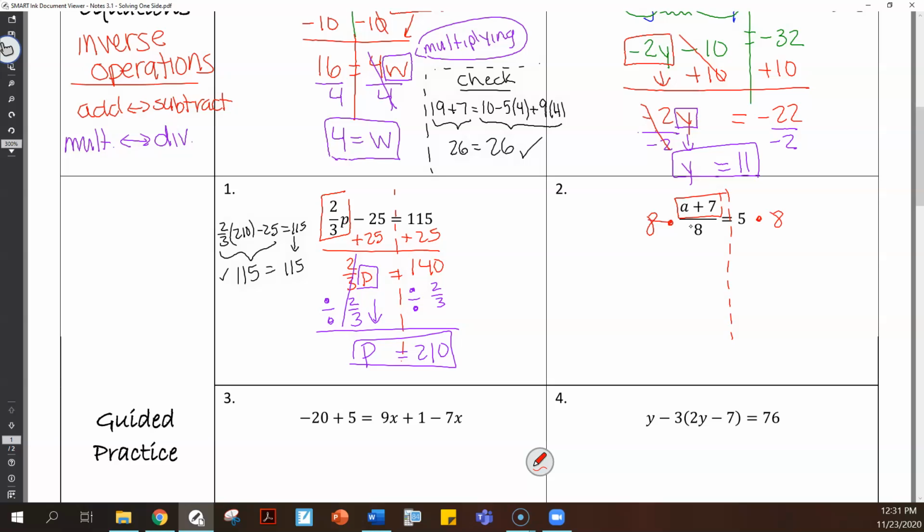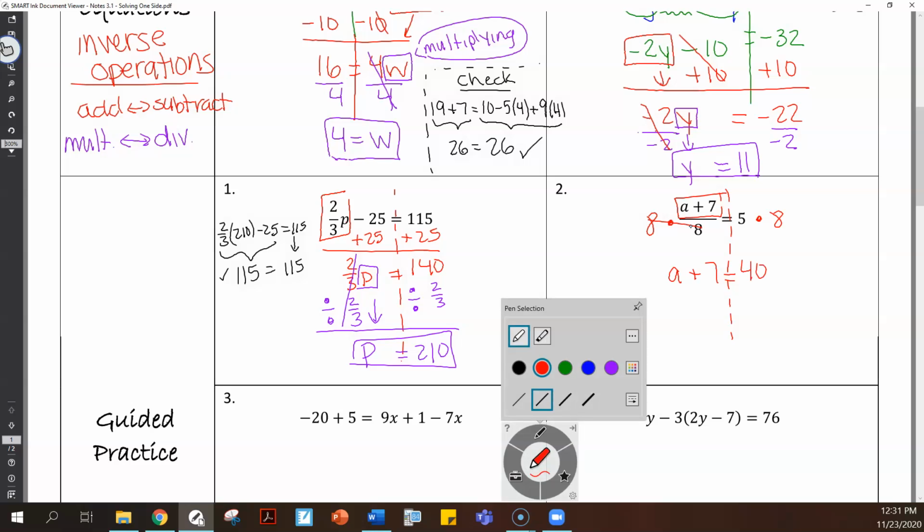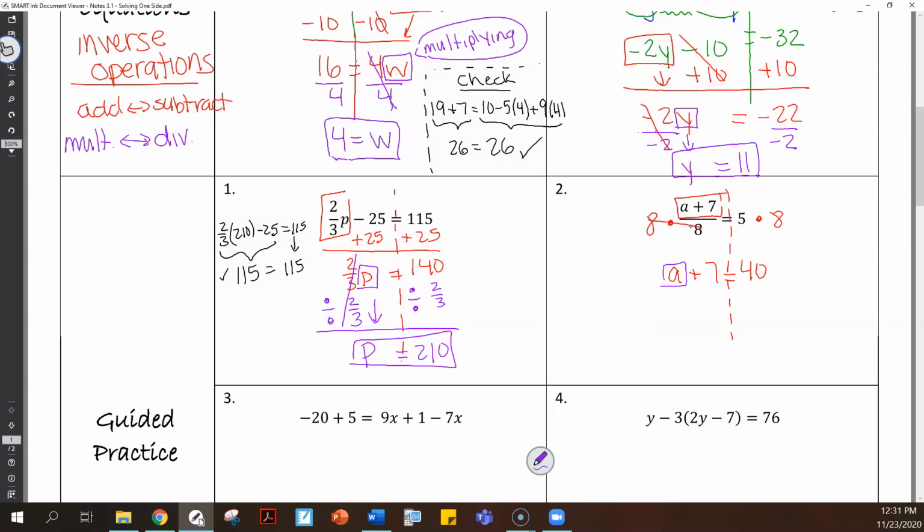Okay, so my 8s are going to reduce. They're going to cancel out to 1. A plus 7 hasn't changed at all. It's just going to come down. It's now free of that fraction. 5 times 8 equals 40. And now I have a variable that I can get to and can get by itself by subtracting 7 on both sides. A comes down. 40 minus 7 is 33.